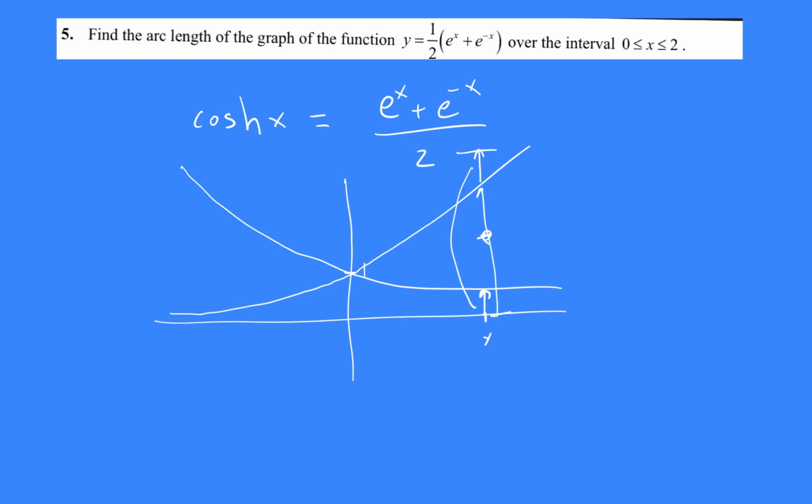If I take a point x that is negative, the sum will be this plus all this, divided by 2, so it will be here. So the graph of cosine hyperbolic of x should be something like this. Let's draw it in yellow.